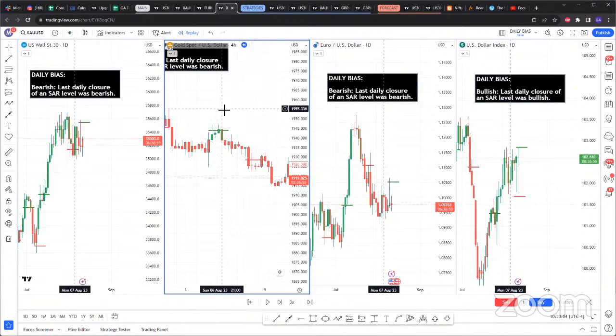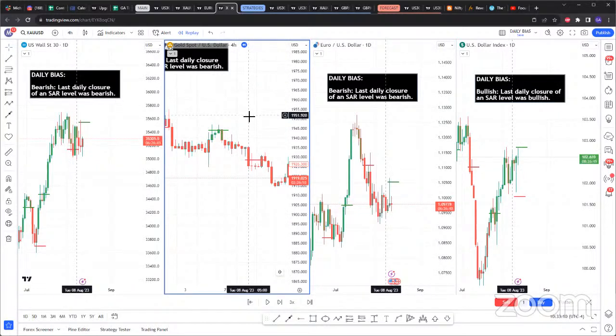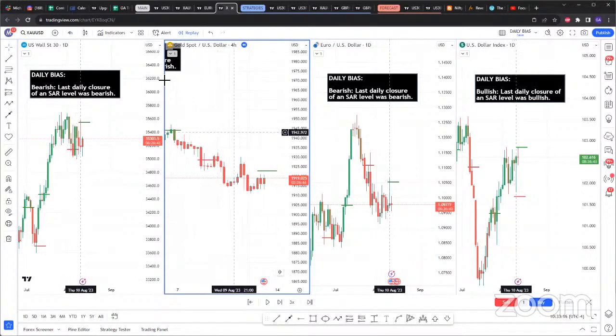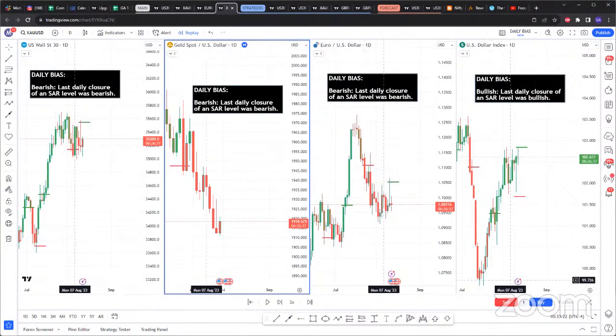But I'm not telling you not to; you can use the 1-hour time frame to give you the daily bias. You can use the 30-minute. But just know the lower the time frame you go, the more price will disrespect your bias while using this indicator right here.